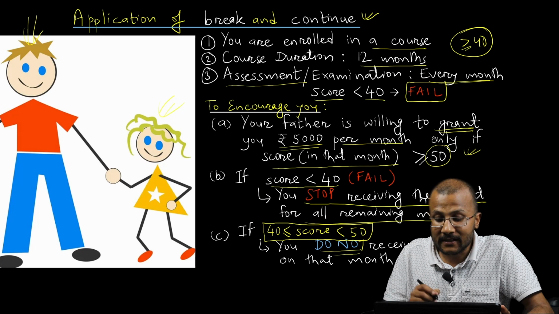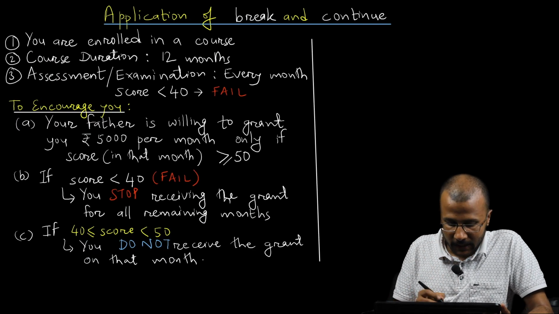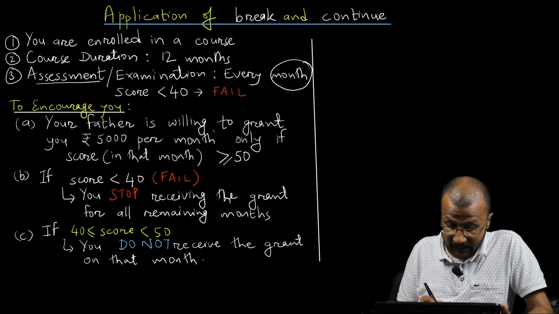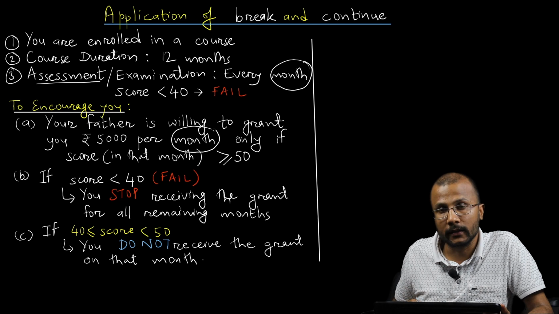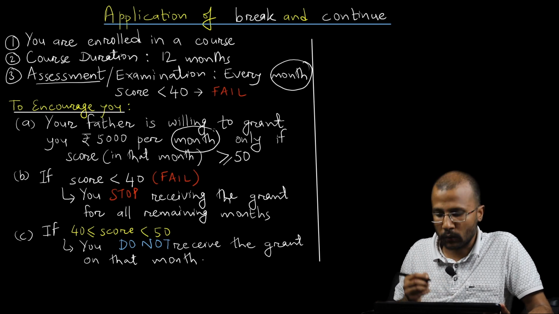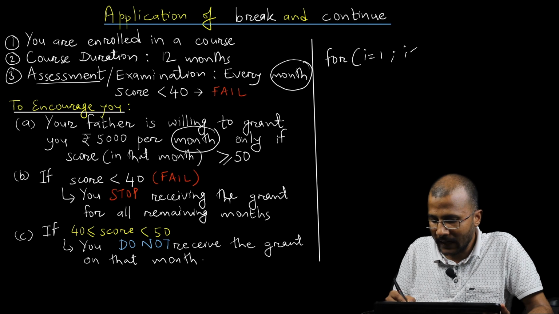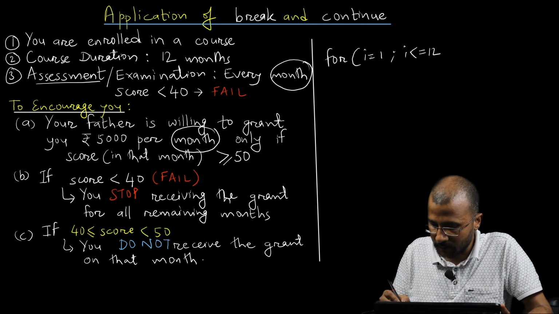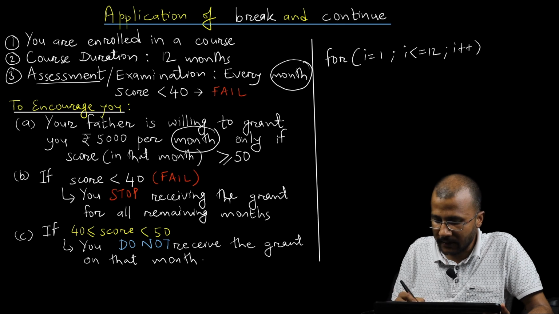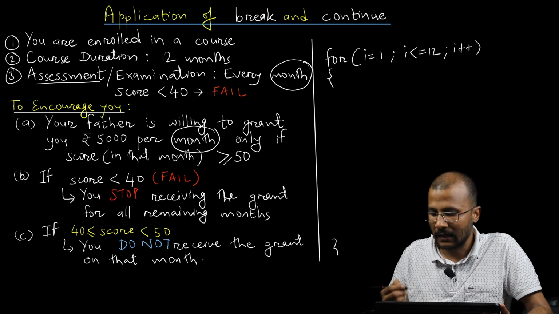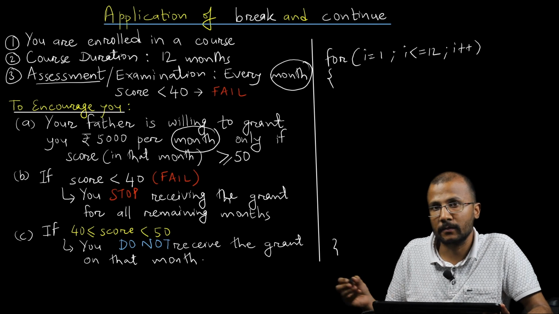Now let's try to implement this as a program. First of all, we need to note here that your assessment happens monthly and your father is willing to give you a grant every month. So we have 12 months in a year. Let's say the course starts from January. So I'll have to run a loop 12 times, starting from i equals 1, the first month, January, to i less than or equal to 12, the last month, that is December, i++. So I equals 1 means the first month, I equals 2 means February, and similarly, I equals 12 means December.